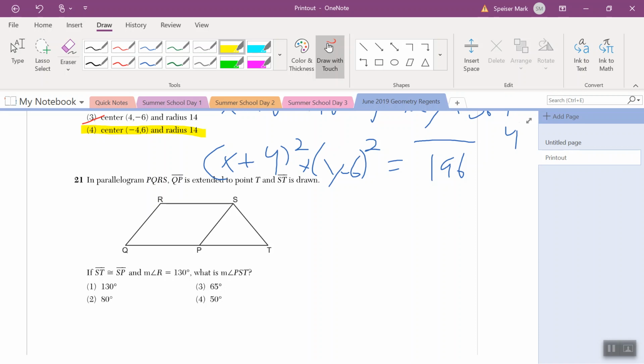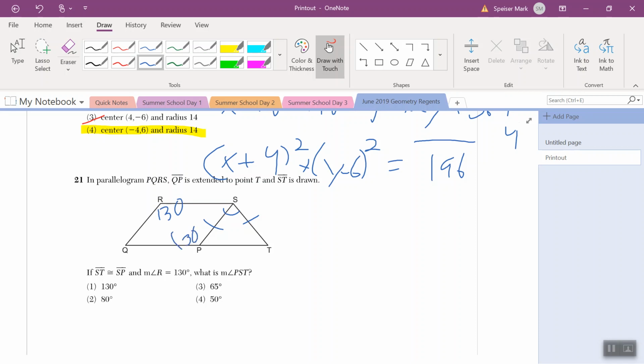Back to question 21. In parallelogram PQRS, QP is extended to point T and ST is drawn. If segment ST is congruent to segment SP and angle R is 130 degrees, what's the measure of angle PST? Well, if R is 130 degrees, angle SPQ is also 130 degrees.